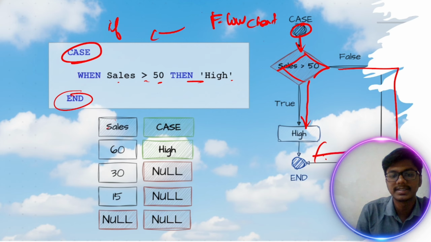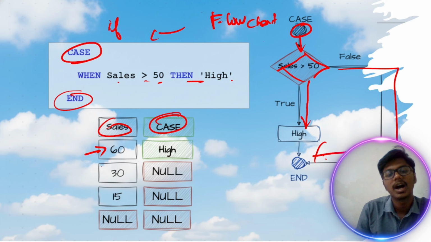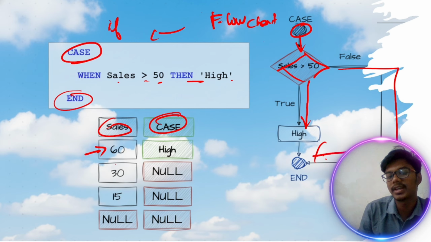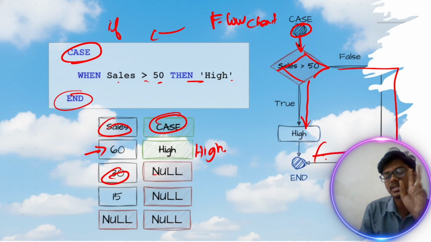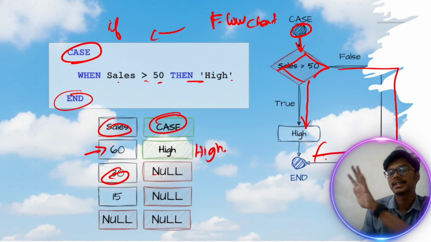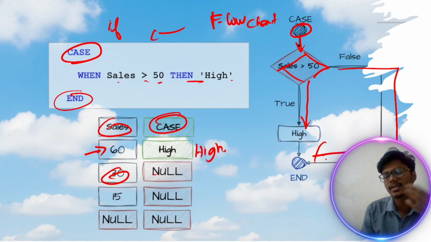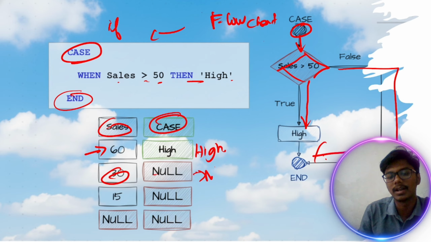In the example, it is the sales and the CASE. The query will check whether the sales is greater than 50. Yes, the sales is greater than 50, so I just want to print it out as I. Whether the sales is greater than 50? No. In the second value, the sales is not greater than 50, so there is no condition. There is only one condition: when the sales is greater than 50, print I, and the end of the statement comes. So I just want to print it out as null.